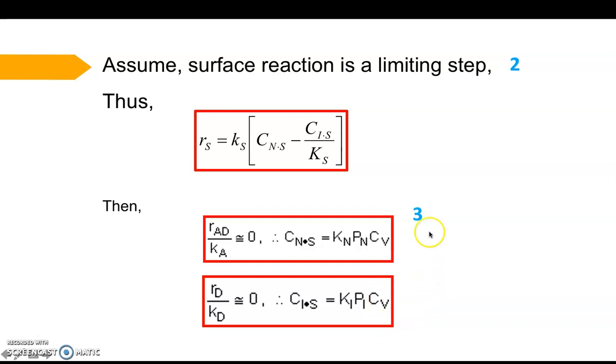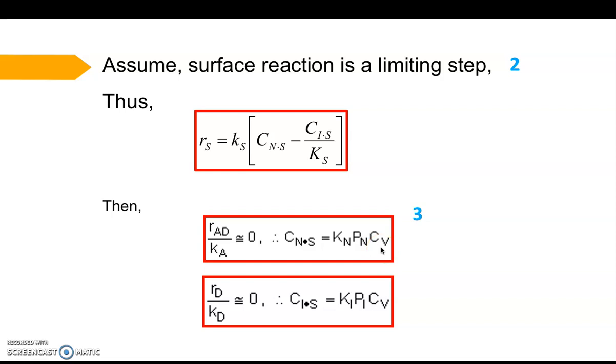This is step 3, where you need to determine Cn dot S and Ci dot S, so that you can solve for the final reaction rate. However, although we have determined Cn dot S and Ci dot S, equal to this term and this term, we still don't know what CV is. We cannot measure CV. CV is the vacant site in a catalyst. We cannot see it, we cannot know it.